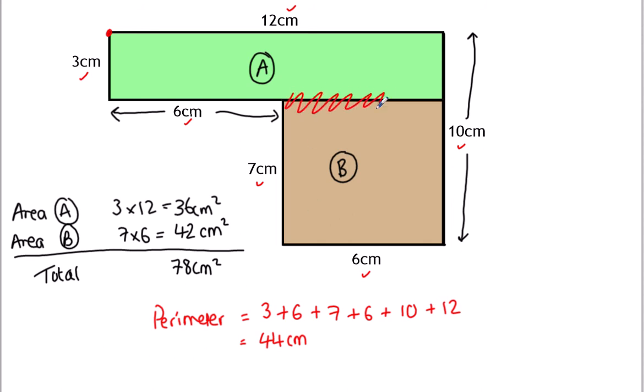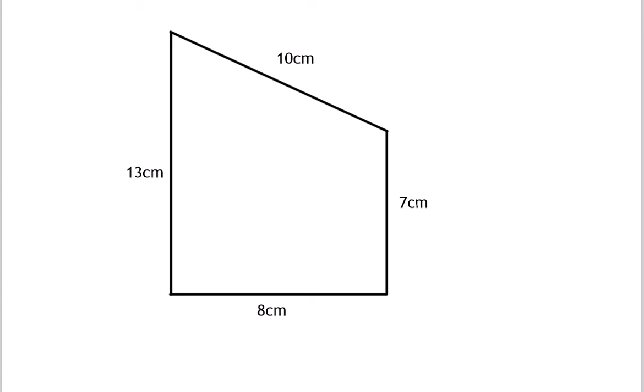Don't include that one because it's not on the outside of the shape. It's on the inside. It's not really there. It's only there because we chopped it up. Let's look at another one. This one's a little bit trickier.